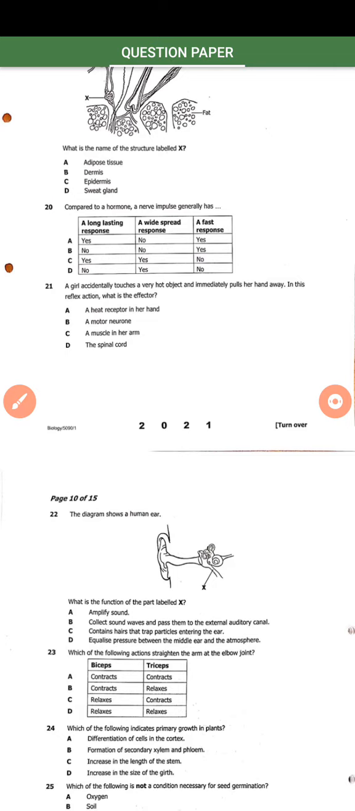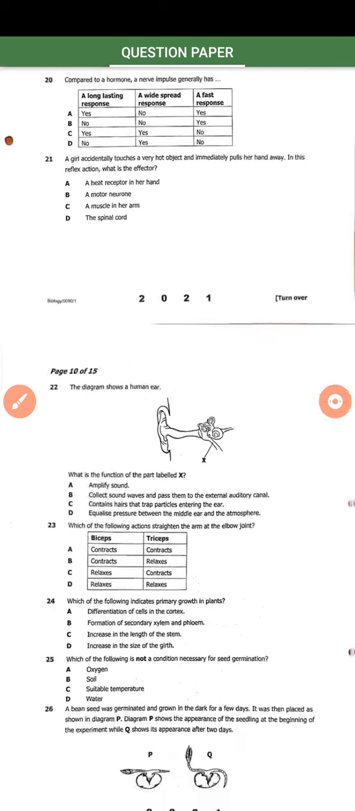What is an effector? This is an organ that responds to a stimulus. So in this case, it's the muscle that is responding to the stimulus. Okay, so we go to 22.